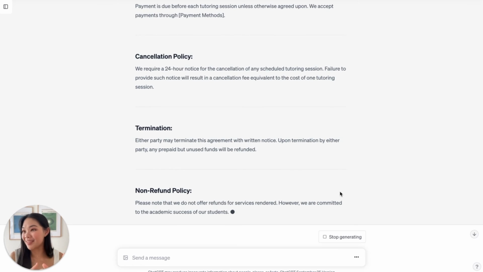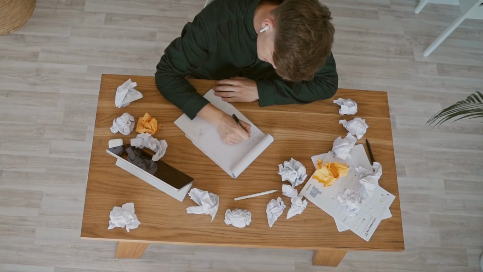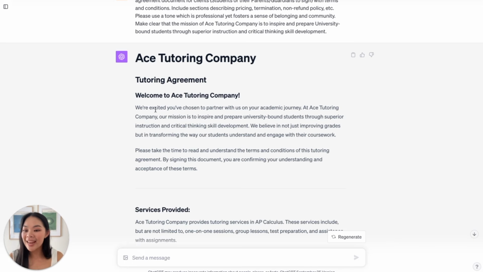This is definitely better than nothing. If you're somebody who struggles to write professional documentation, maybe you're just not the best writer, or maybe you're just not too sure how to keep things more formal and adopt that tone, then that's where ChatGPT can come in really handy. Having some sort of agreement like this is better than nothing at all, because at least you're setting expectations and boundaries with your clients.